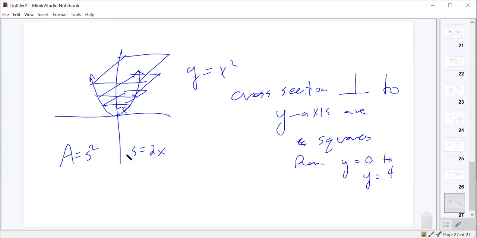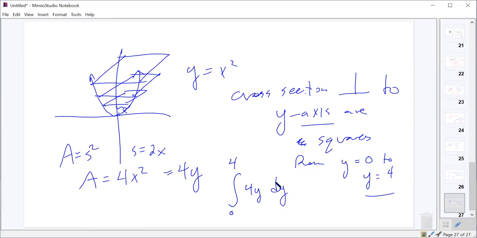And so we should be able to go in and say, well, if s is 2x, then the area is 4x squared. But since we know that they're perpendicular to the y-axis and we're going from y equals 0 to y equals 4, we've got to convert 4x squared into terms of y. So 4x squared should just be 4y. And so we will integrate from 0 to 4 of 4y dy. And you integrate and solve.